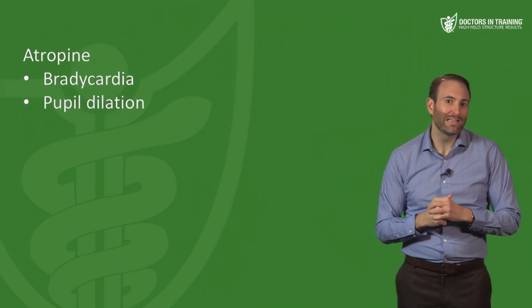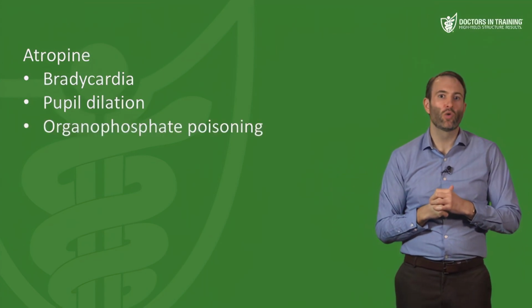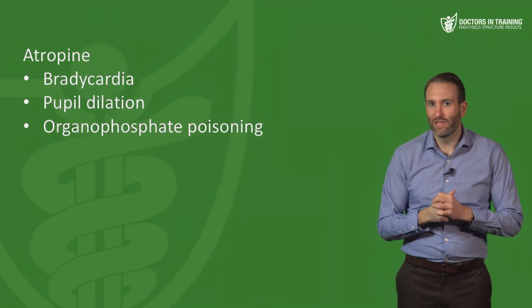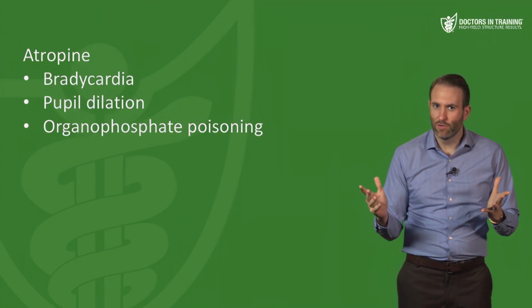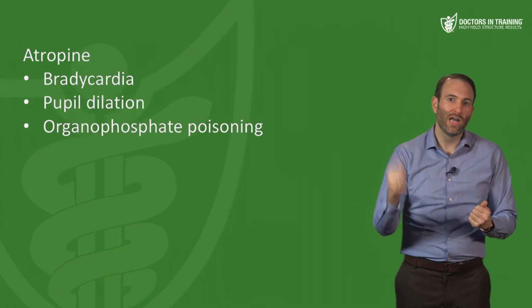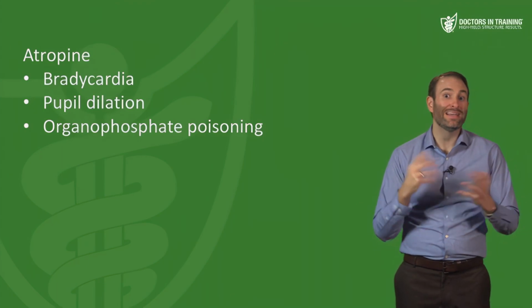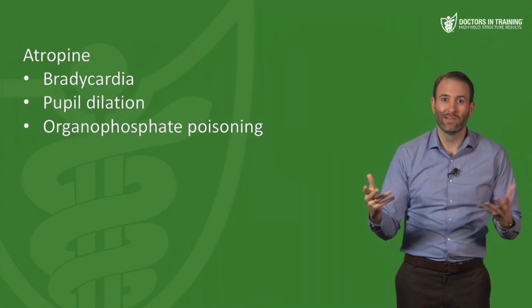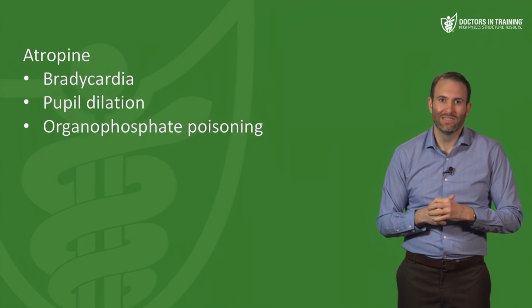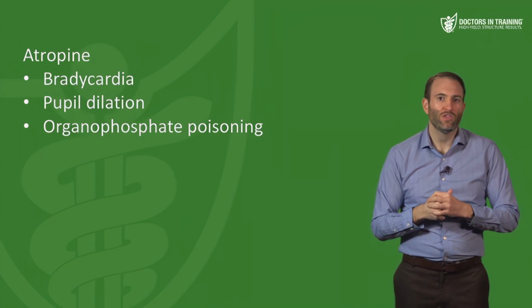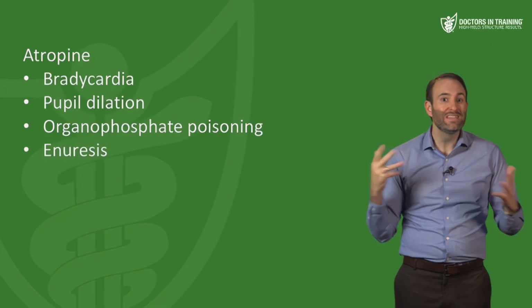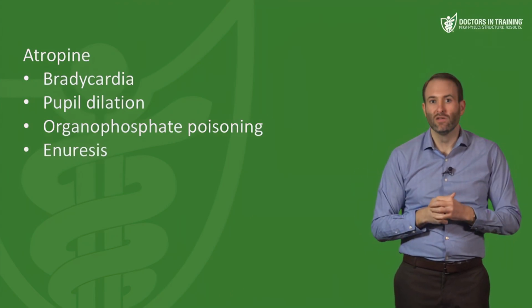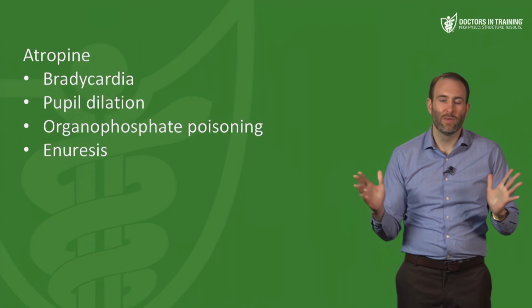Now, we mentioned in our last lecture that atropine is still used to treat organophosphate poisoning. So what was that other medication that we used to treat organophosphate poisoning? Remember, it was pralidoxime. Pralidoxime acts to regenerate acetylcholinesterase, which will normally break down all the excess acetylcholine in the synaptic cleft. Now, atropine was also previously used for enuresis in children, but again, we have better drugs for that now. So atropine had a lot of uses in the past.